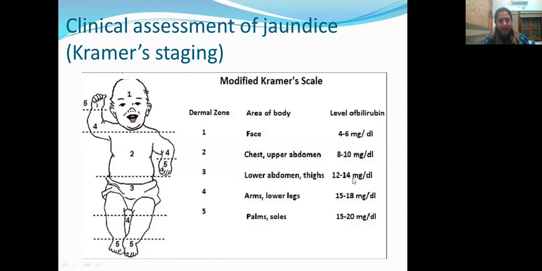to 14 mg per deciliter. And if it is in the arms or lower legs, it is 15 to 18 mg per deciliter. But if the palms and soles are involved, then it is around 15 to 20 mg per deciliter.